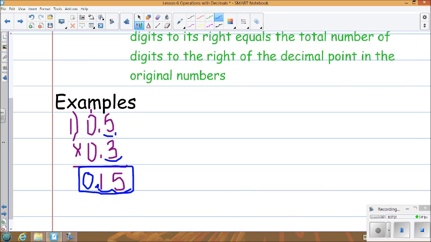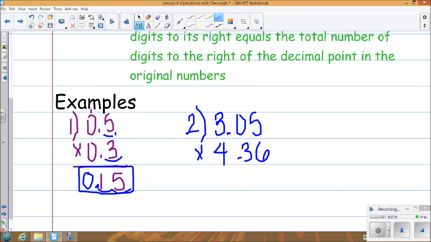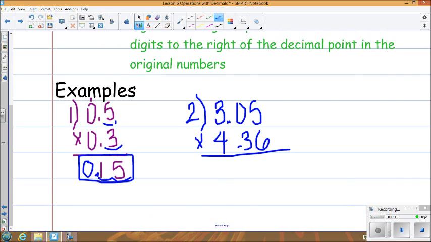Let's look at another one. So I have 3.05 times 4.36. So for this one, again, multiplication is normal. So we start with the 6 and the 5. So 6 times 5 gives me 30. Carry the 3. 6 times 0 is 0, plus the 3 gives me 3. 6 times 3 gives me 18.